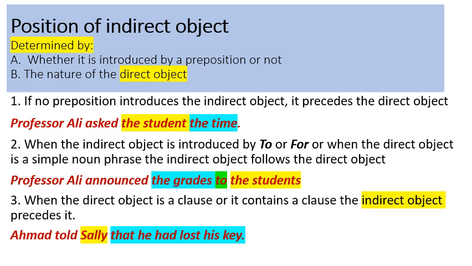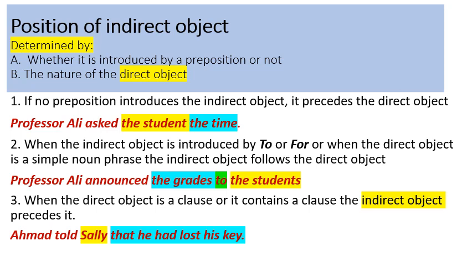In the second case, when the direct object is introduced by to or for, or when the direct object is a simple noun phrase, the indirect object follows the direct one. In this case, when you have these two prepositions we took earlier in the previous slide, to or for, if they come before the indirect object, here they swap their position and the direct object comes before the indirect object.